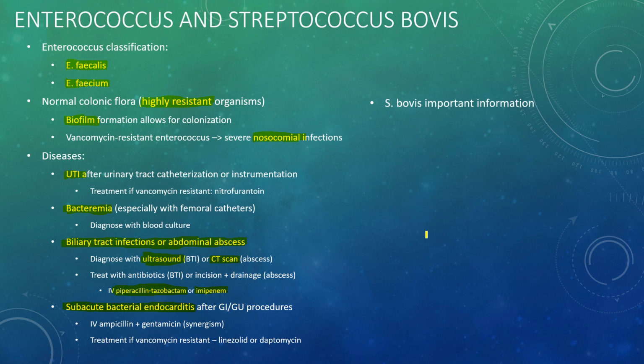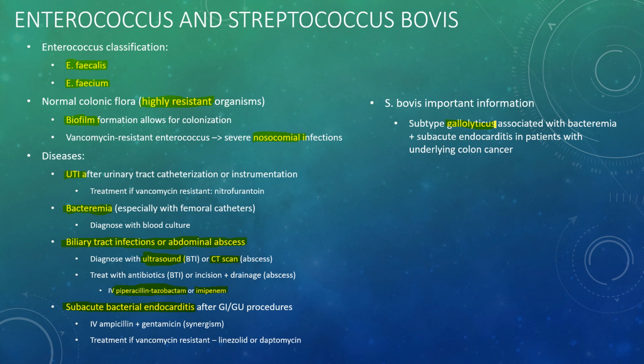So now Streptococcus bovis. So this one you have to know for one important reason. It's got a subtype, gallolyticus, and this is associated with bacteremia and a subacute endocarditis in patients with underlying colon cancer. So if a patient has colon cancer and they have a bacteremia with Strep gallolyticus, you should always think of underlying colon cancer. And how are you going to diagnose that? Right, with a colonoscopy. So if you have a patient with subacute endocarditis and bacteremia, growing Strep bovis, suspect colon cancer and order a colonoscopy. Very, very important.